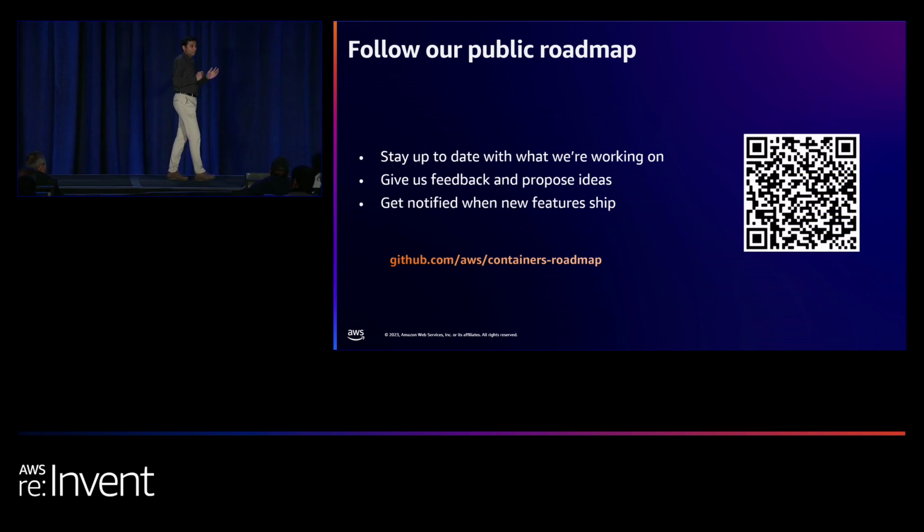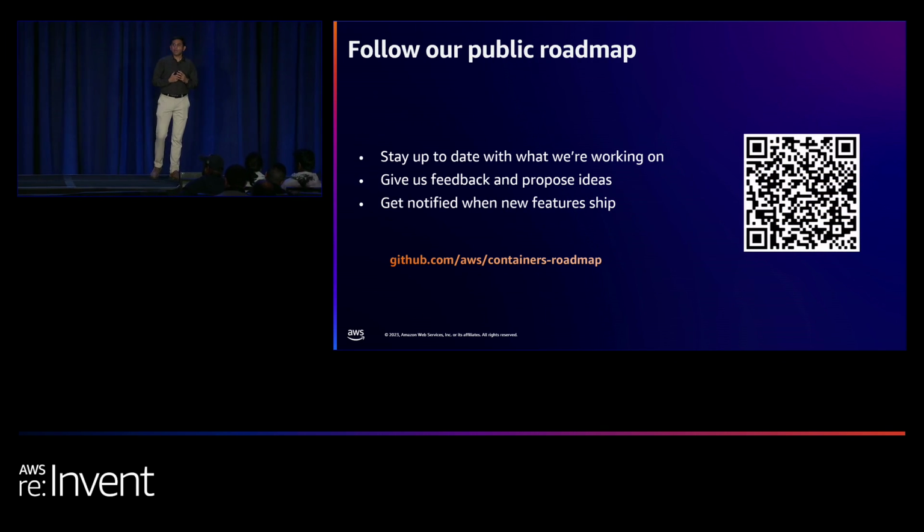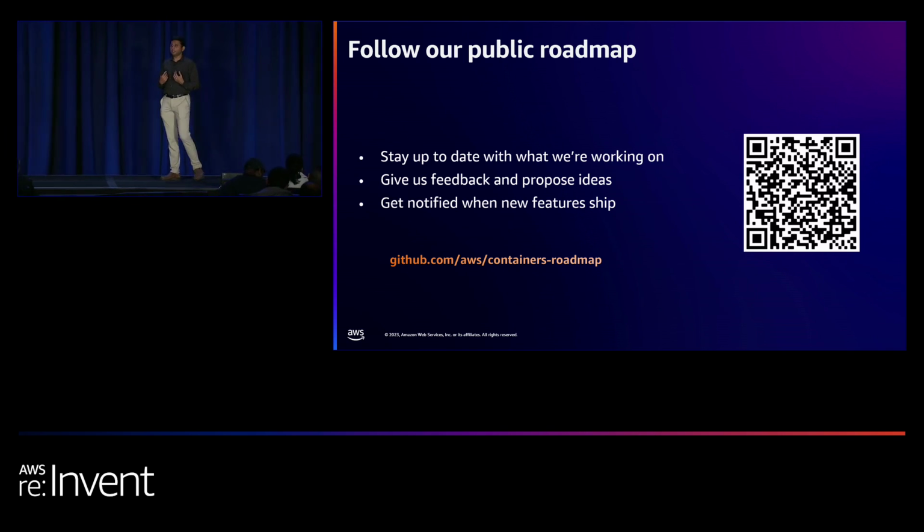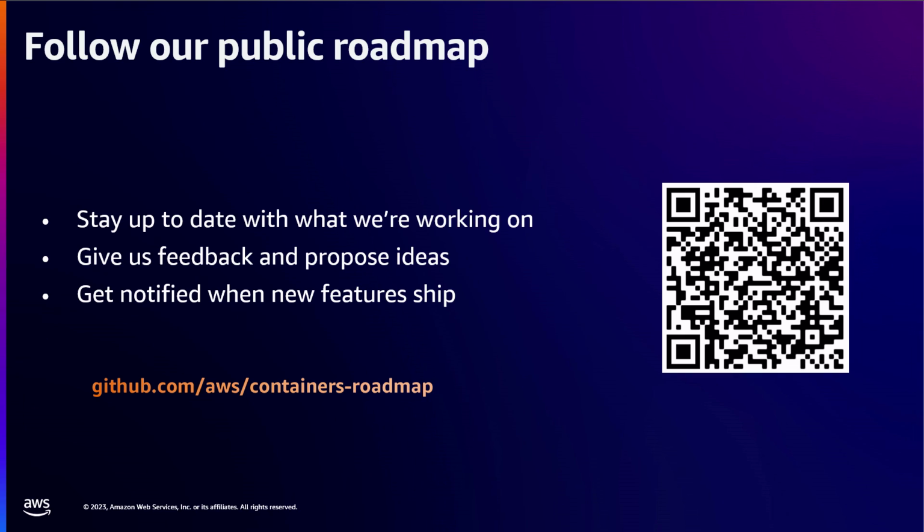So we have a public roadmap. It's on GitHub. Everything we do at AWS, including on our team at EKS, is based on what you tell us. We work backwards from what you tell us. So please, let us know through the GitHub roadmap as to what you'd like to see in EKS and how you'd like to see the future of EKS shape up.